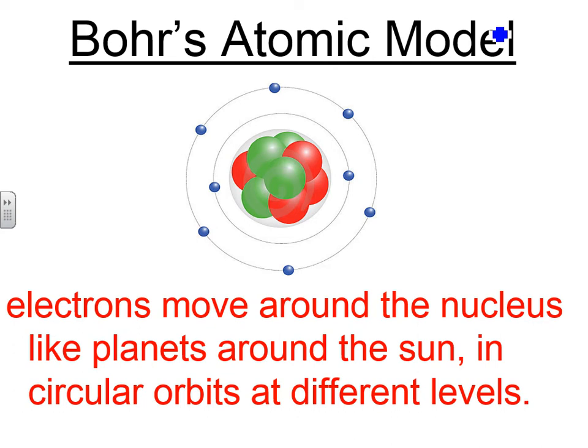Now, we said that Bohr was one of the first to come up with the proper understanding of how the atom is laid out. And he said that electrons move around the nucleus like planets around the sun, in circular orbits at different levels. This is a really good conception of the way an atom works, and here we'll see why he came up with this idea.